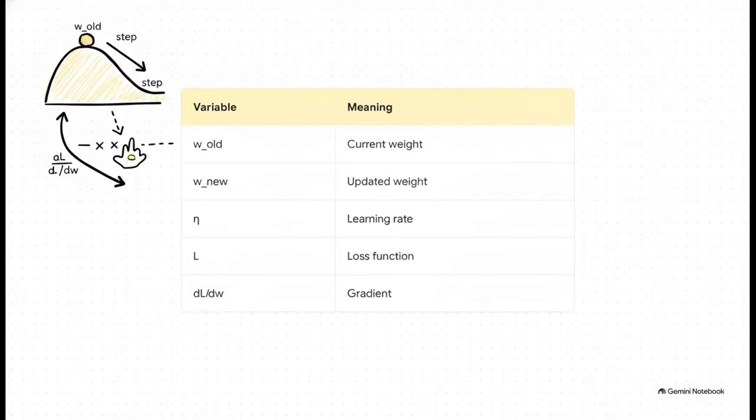Now, what's really interesting about this is how perfectly these variables map out your journey. W old is just your current spot on the hill. W new is your position after you take a step. L is the hill itself, and dL over dW is the slope. And eta, that's the learning rate, literally the size of the step you take. By subtracting the gradient multiplied by that learning rate, we literally force the current weight to step in the precise direction that cuts down the loss.